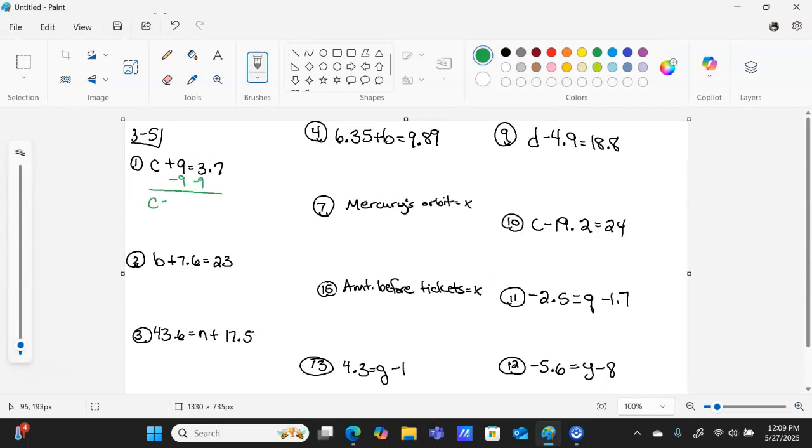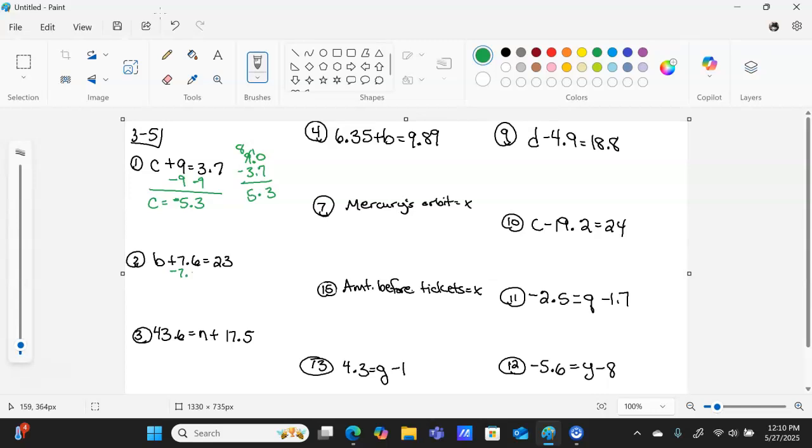And so we have c equals 3.7 minus 9. So the 3.7 is positive, the 9 is negative. So we're going to need to subtract the two numbers to find the difference. We get 5.3, and we are going to keep the sign of the larger one, which is the 9. So we're going to get negative 5.3.